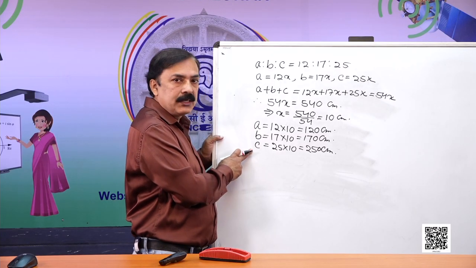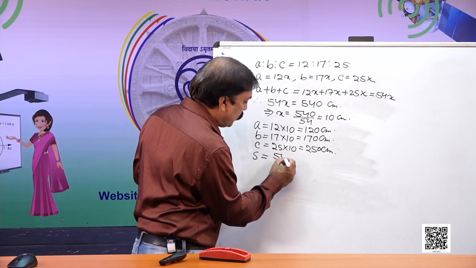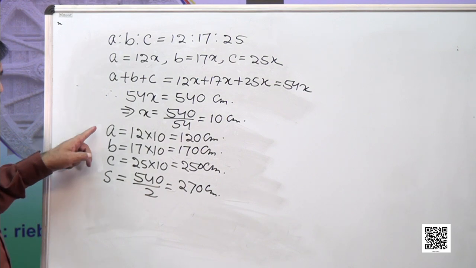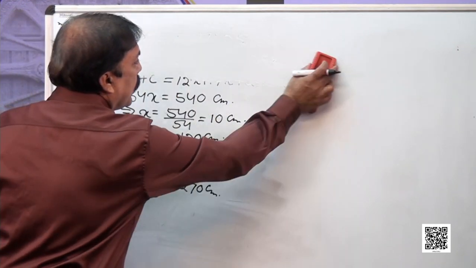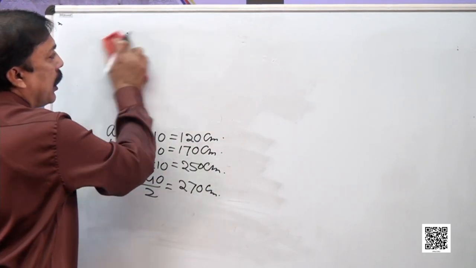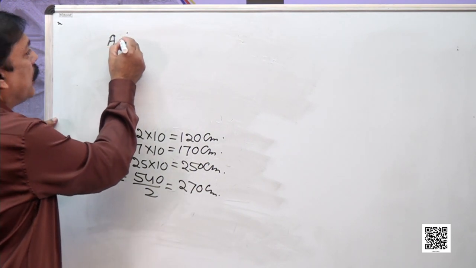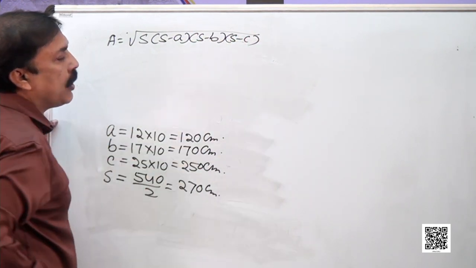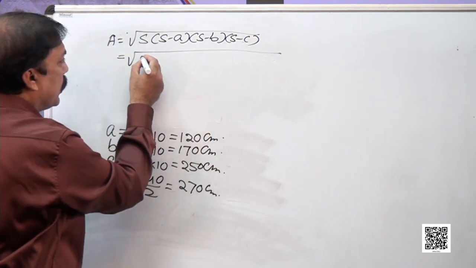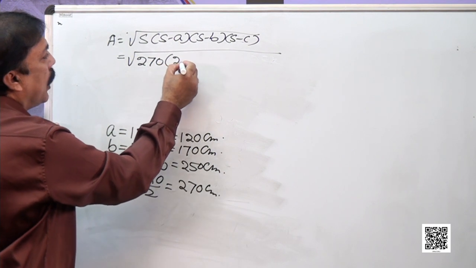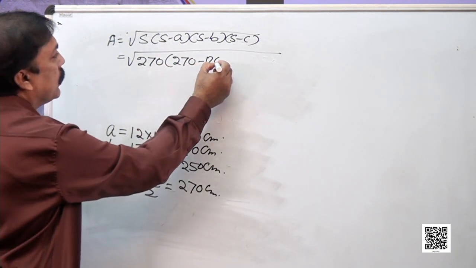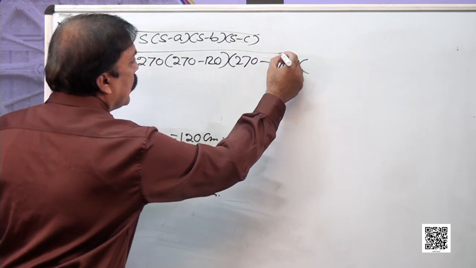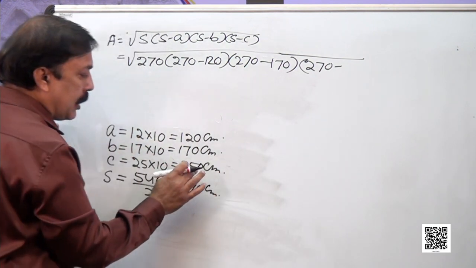Now we got A, B, C. Now what is S? S equal to perimeter by 2, that is 270 centimeter. Once we got A, B, C and S, we can easily find the area by using the Heron's formula. What is that? Area is square root of S into S minus A into S minus B into S minus C. Now, you see, S is 270 and 270 minus A is 120. Then 270 minus B is 170 and 270 minus C is 250.